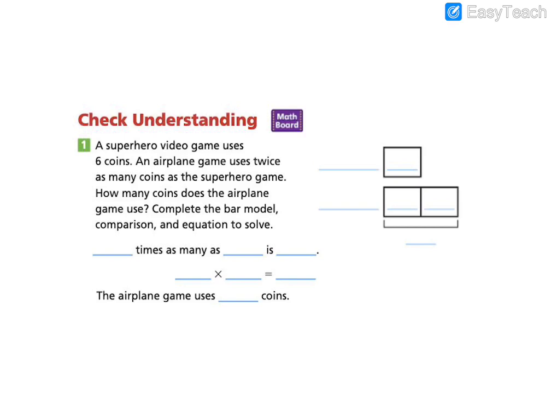Okay, so let's go ahead and label. We know that the superhero one is where he doesn't have as many, right? We know he's going to get or uses 6 coins. Okay, so we'll label here superhero. And we know that uses 6 coins. The airplane is the other game. And the airplane game uses twice as many coins. So you see here, it's already drawn the bar model for you to show twice as many as 6. So twice as many would be 12 coins.